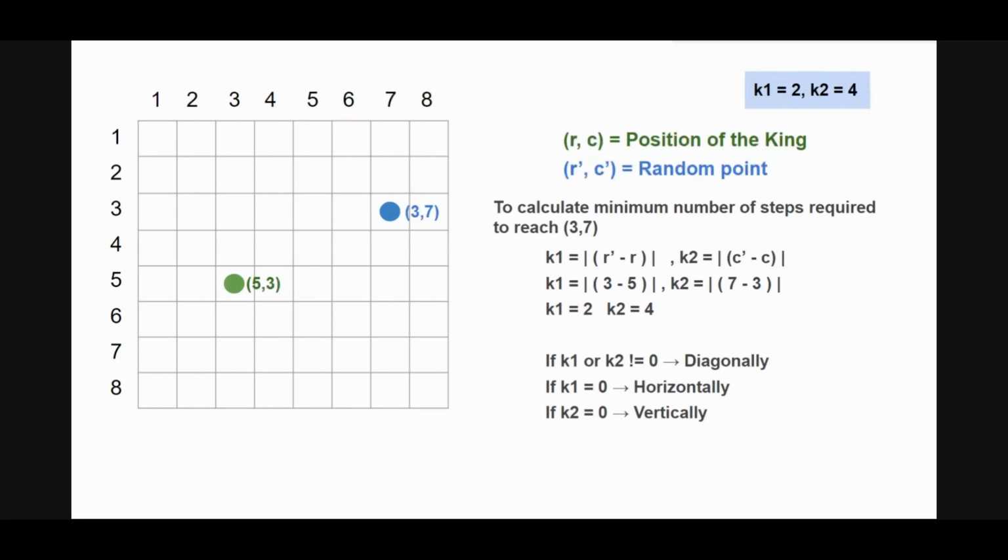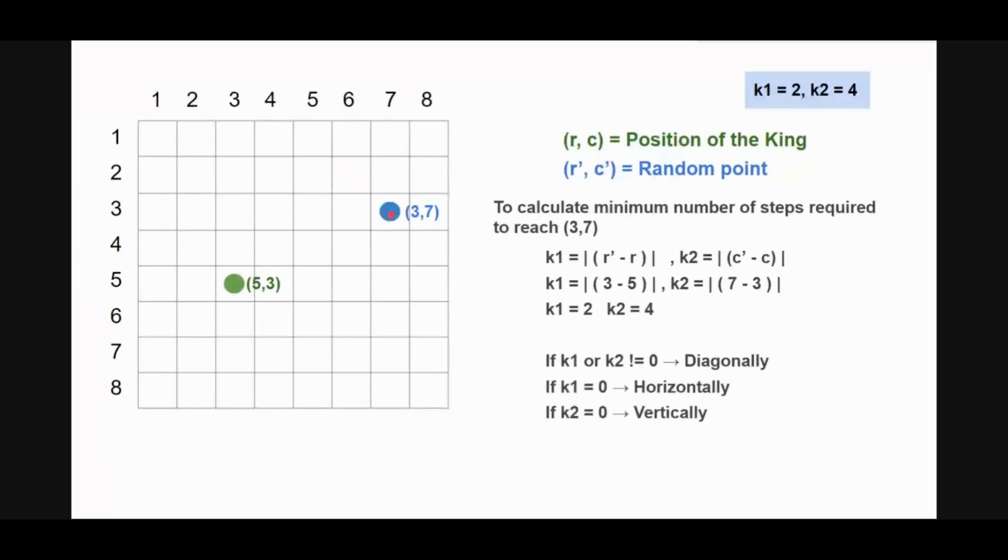Okay, so let's see the logic behind this. The logic is to find the minimum number of steps. First, we'll go diagonally till we reach the row or column of the random point. So when we go diagonally here, we can see the first step, second step. Then once we reach the row of this random point, we'll start moving horizontally. So the third step and fourth step. This is how we obtain the minimum number of steps.